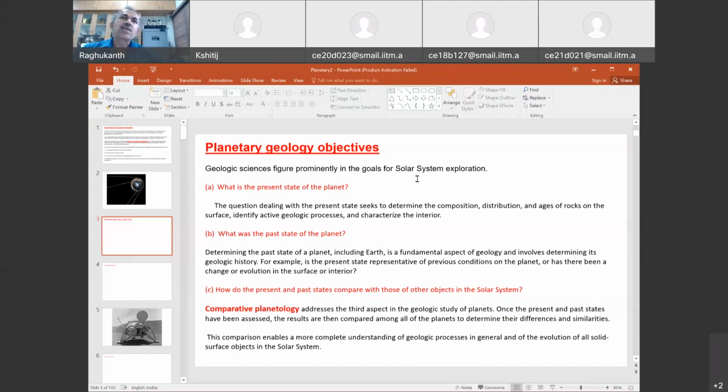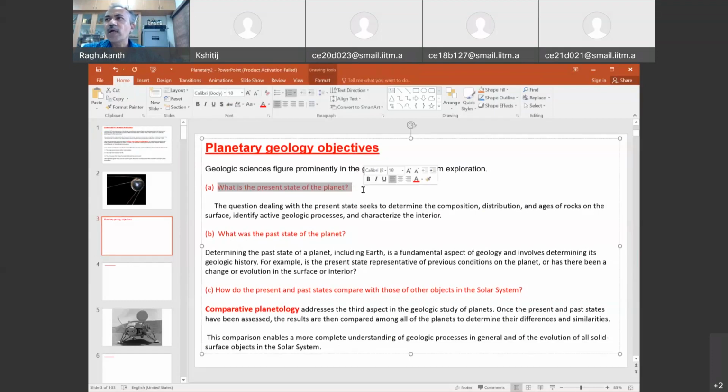So the planetary geology objectives are like this: what is the present state of the planet? Not only Earth, other planets also. So we would like to find out, say, what is the present state of Mars. Like you see, the composition, the distribution, the ages of the rocks, whatever rocks are there on Mars or Moon or any other. So what are the ages of these? What type of compositions they have? They are iron or silica or whatever types of things are there.